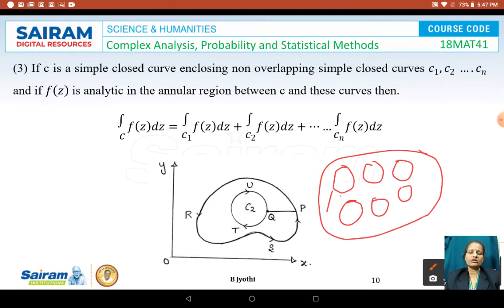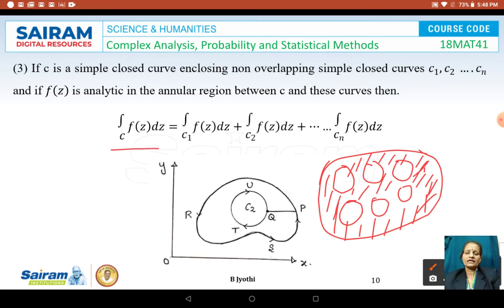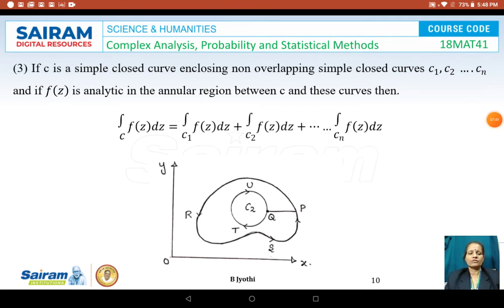So what is the annular region here? The region generated between the boundary of the first curve, that is C, and these curves which are inside. Then the integral along C of f of z dz is equal to the integral along C1 of f of z, plus the integral along C2 of f of z, plus the integral along C3 of f of z, etc., plus the integral along Cn of f of z dz. This is what it says about the third consequence.